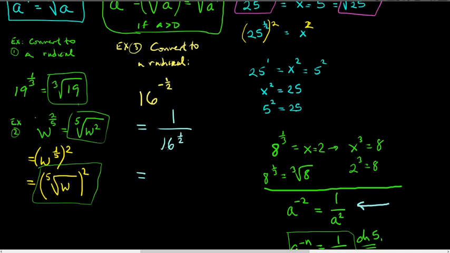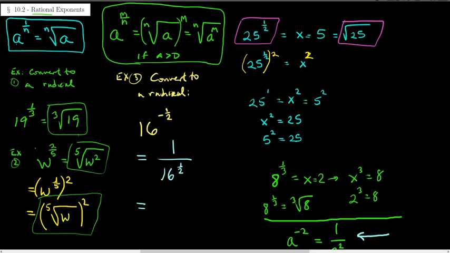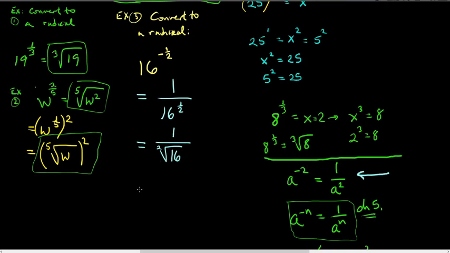What's 16 to the 1/2? To answer that question, we go back to this up here, right? n is 2, so it's the square root, and a is 16, right? So this is still in the denominator. It's going to be 1 over the square root. In fact, you can put a 2 here, although that's optional, of the number 16. Okay. And in fact, you should know what the square root of 16 is. It's 4. So this is just 1 over 4. Right? So 16 to the negative 1/2 is not negative 4, right? It's 1 over 4.